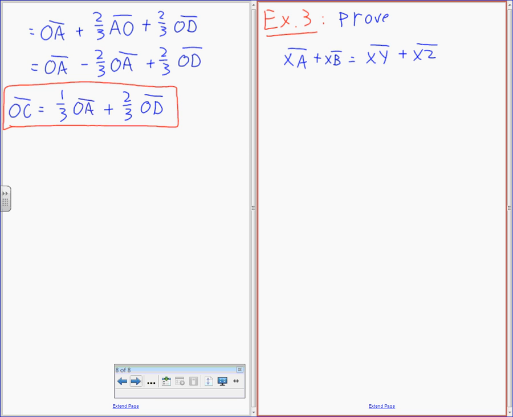Now this is a nice one because I'm giving you the diagram. Historically in the years that I've taught this course, people have liked this proof more than the others because I gave you the diagram. Now, you may say, Mr. Sadler, this looks a lot like the last example, and it does.